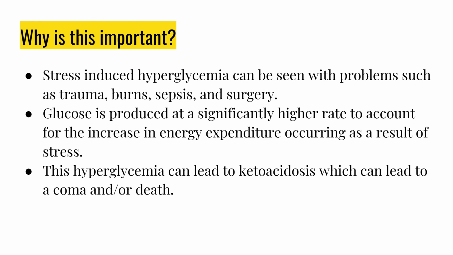All right, so stress-induced, this can actually happen. Hyperglycemia can happen in patients that have trauma, burn, sepsis, or surgery. The glucose is then produced at a significantly higher rate to account for all the increased energy expenditure that's happening as a result of the stress. And so we have to be mindful of that, watch their glucose levels, because we don't want them to go into DKA, which, if left untreated, could lead to coma or death.